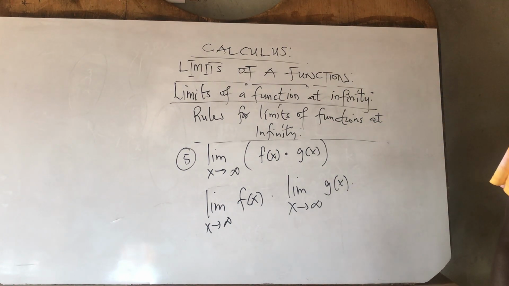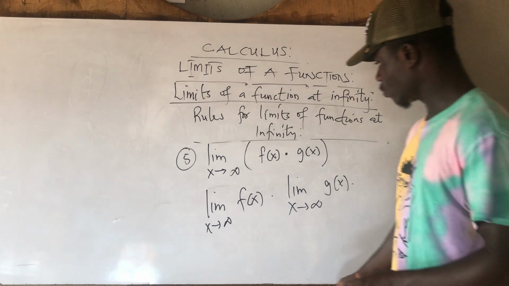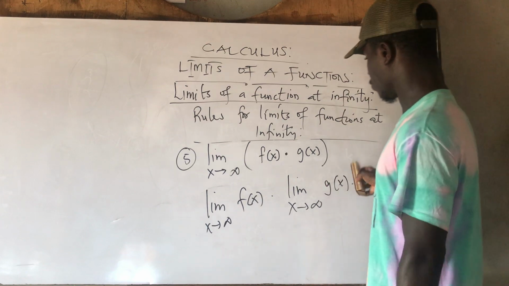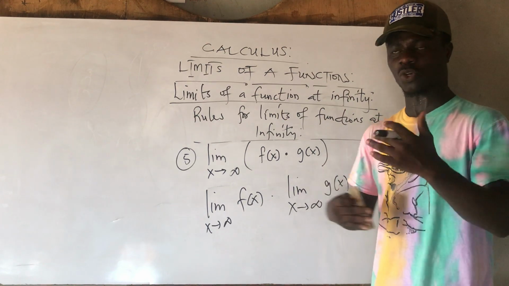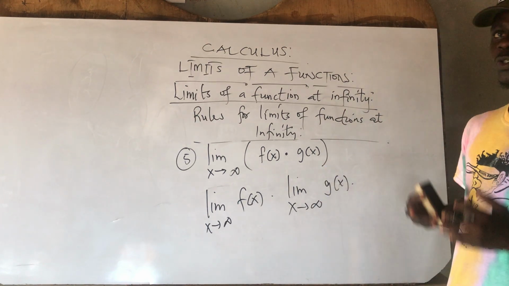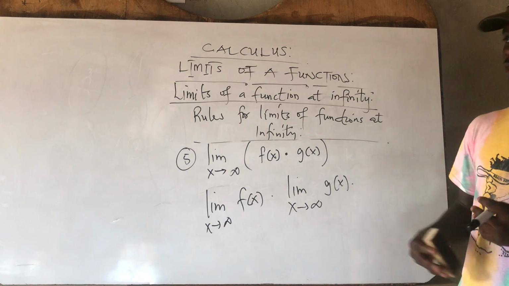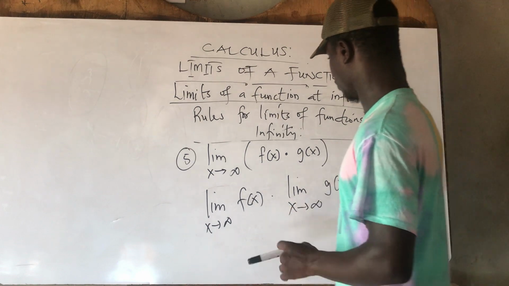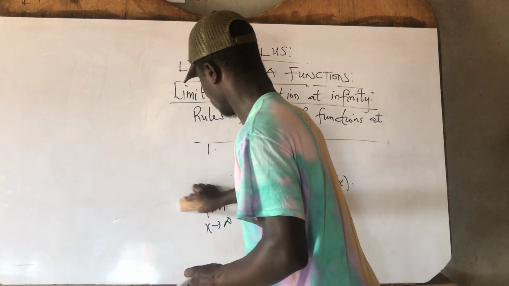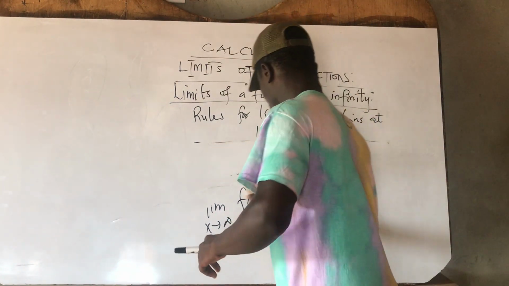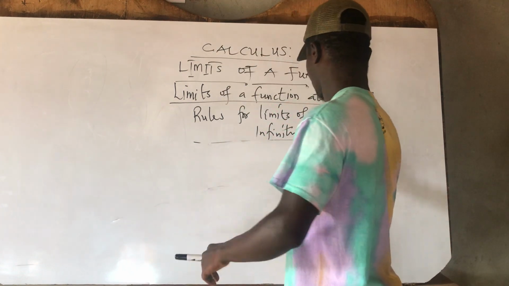So that's that. Now let's see the sixth rule. I believe you are getting what we are doing. These are the rules of the limit of a function that you have to take note of. It's very simple, it's not difficult.